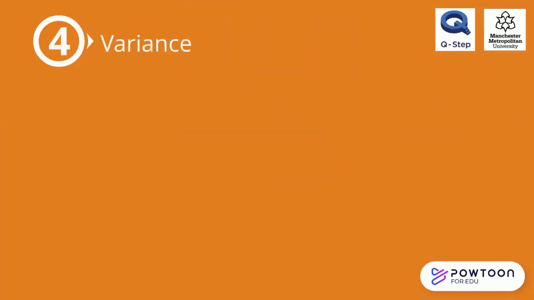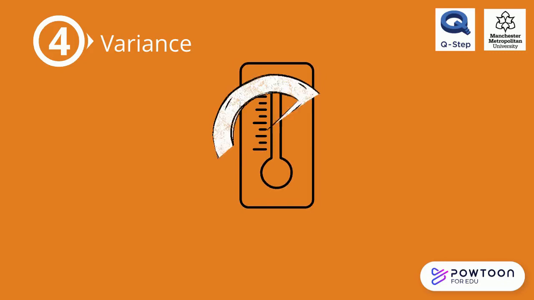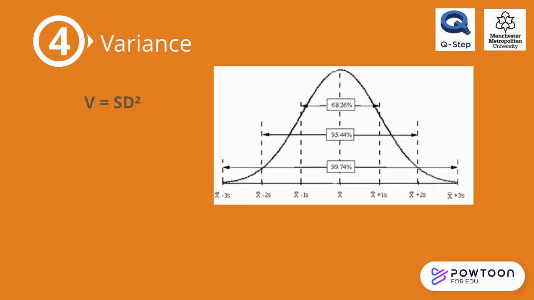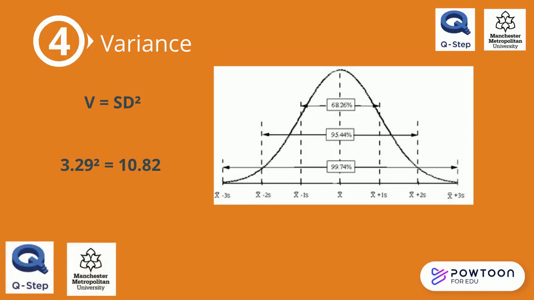Now let's take a look at the variance, which tells us the degree by which our data is spread out from the mean. No, I do not mean this kind of degree, but I mean degree in terms of histograms. To calculate variance, we simply square our standard deviation value. In our previous example, the standard deviation was 3.29. Therefore, if we square this, we get 10.82. This is our variance.